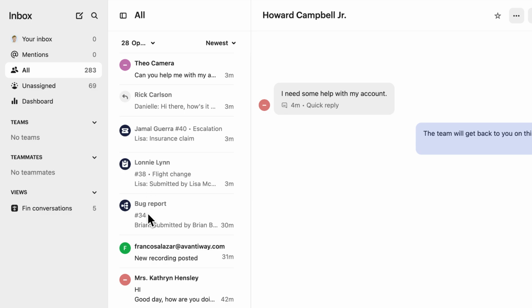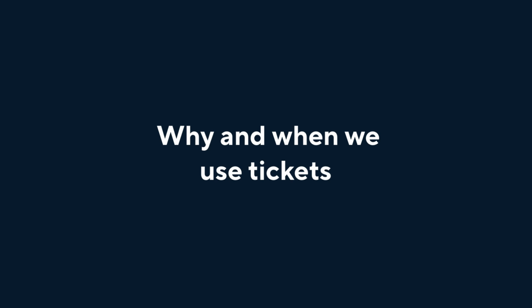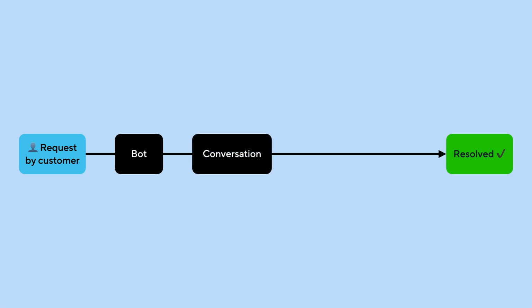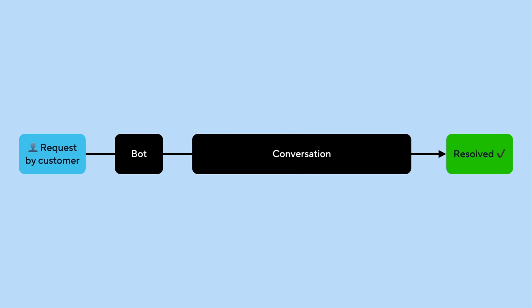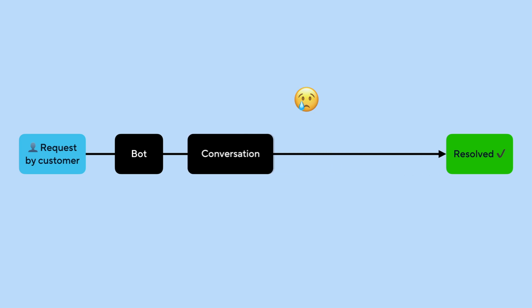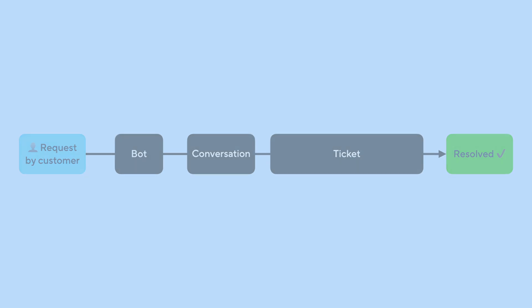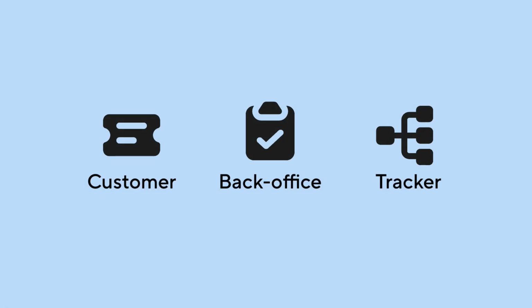Before we explore these three ticket categories, let's take a step back for a second and explain why and when tickets are used. So when a customer gets in touch with a request, they usually want it resolved as soon as possible. They might talk with a bot first before having a conversation with someone like you. The problem here is that sometimes conversations go on for too long, which is a bad experience for everyone involved. That's why conversations should be used for requests that are short, and tickets should be used for those that are going to take longer. So let's take a look at those three ticket categories in more detail.